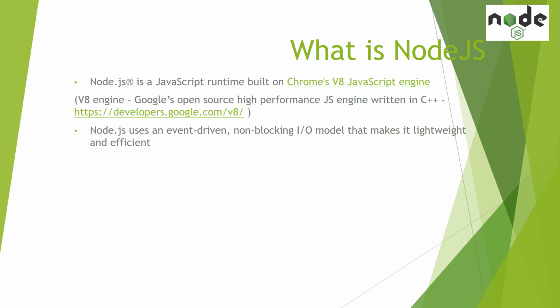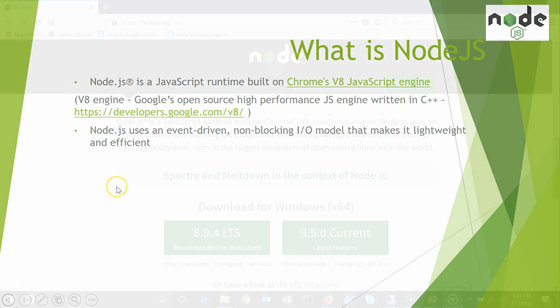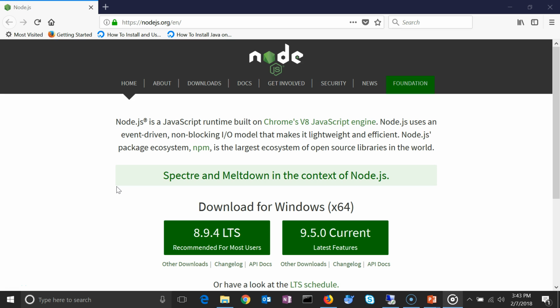In this lecture, you will understand what is Node.js, what it is comprised of, and what makes it stand apart from a lot many other technologies out there. If you open the homepage of nodejs.org, the first thing that is presented to you is the definition of Node.js that reads, Node.js is a JavaScript runtime built on Chrome's V8 JavaScript engine. Node.js uses an event-driven, non-blocking I/O model that makes it lightweight and efficient. Node.js's package ecosystem, NPM, is the largest ecosystem of open source libraries in the world.